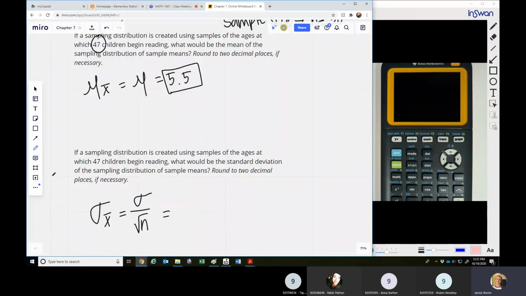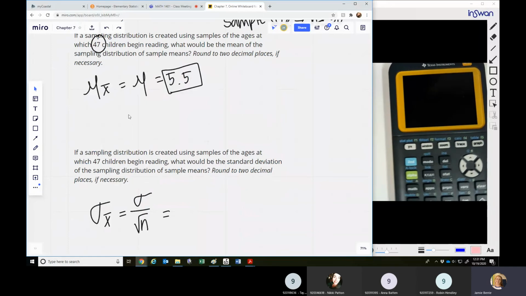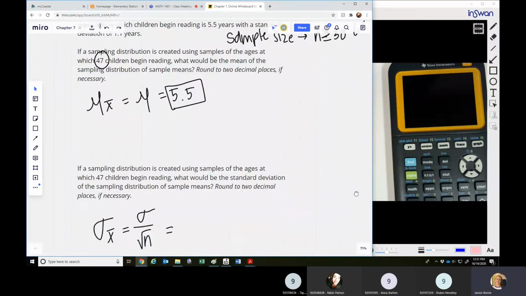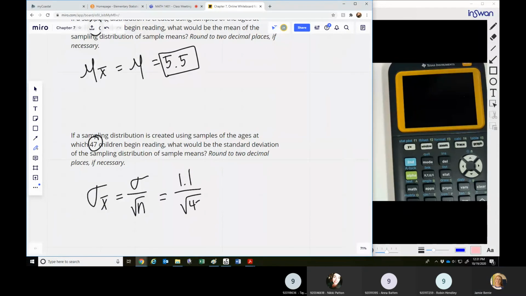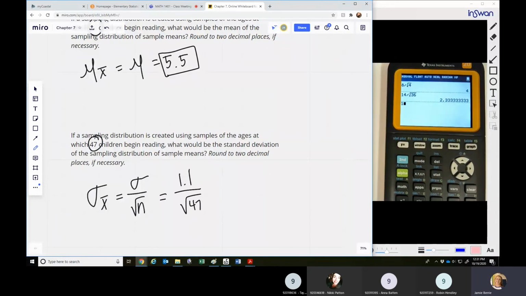So the standard deviation of the population was, if we scoot back up, sorry, I hit the wrong thing, it was 1.1. All right, so that's 1.1 divided by the square root of the sample size, which was 47. All right, so let's get our calculator. 1.1 divided by the square root of 47. And there's our standard deviation of our sampling distribution. They said round to 2 decimal places, so that would be 0.16. And there you go.